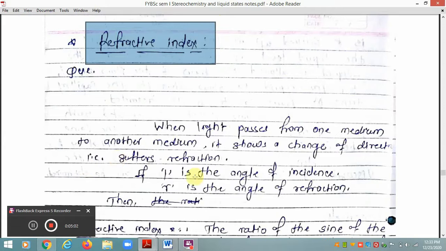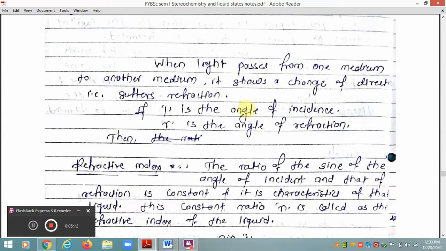Generally, it is observed that when light passes from one medium to another medium, it shows a change in direction. This change in direction of passing is what we call refraction. So whenever light passes from one medium to another medium, it shows a change in direction called refraction.